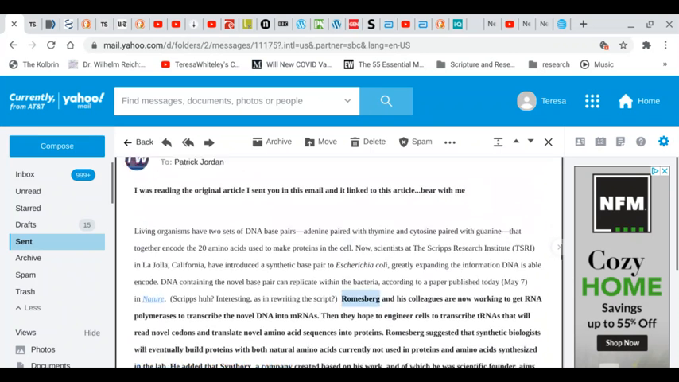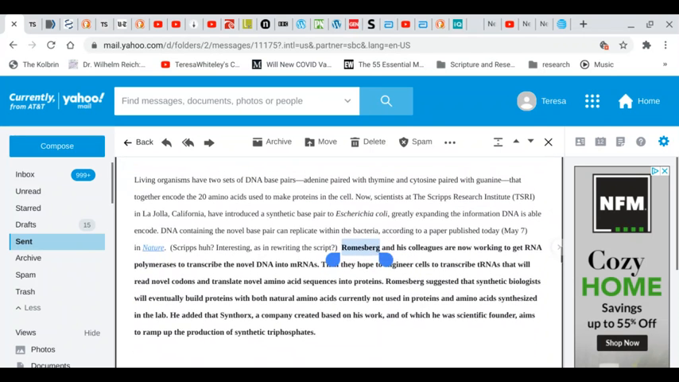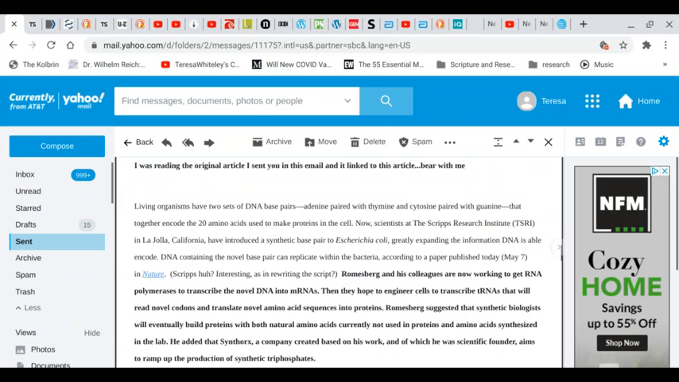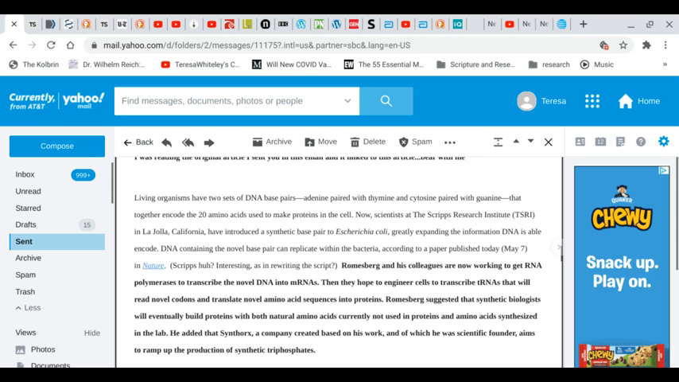This is from Augmenting the Genetic Alphabet. Living organisms have two sets of DNA base pairs, adenine paired with thymine and cytosine paired with guanine, that together encode the 20 amino acids used to make proteins in the cell. Now, scientists at the Scripps Research Institute in La Jolla, California, have introduced a synthetic base pair to E. coli, greatly expanding the information DNA is able to encode. DNA containing the novel base pair can replicate within the bacteria, according to a paper published today, May 7th, in Nature.